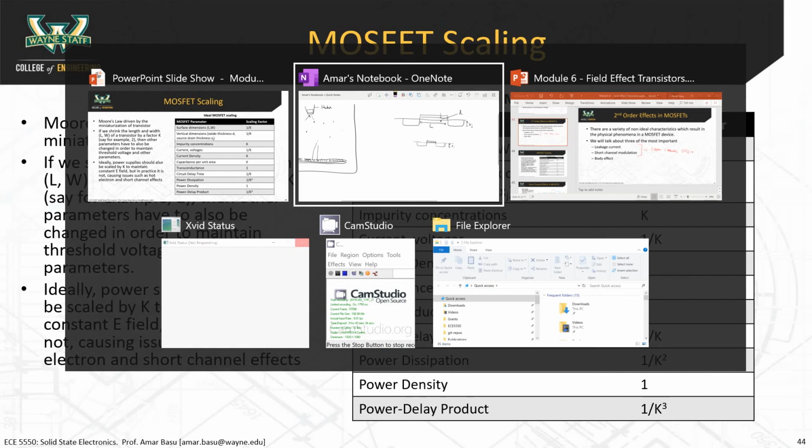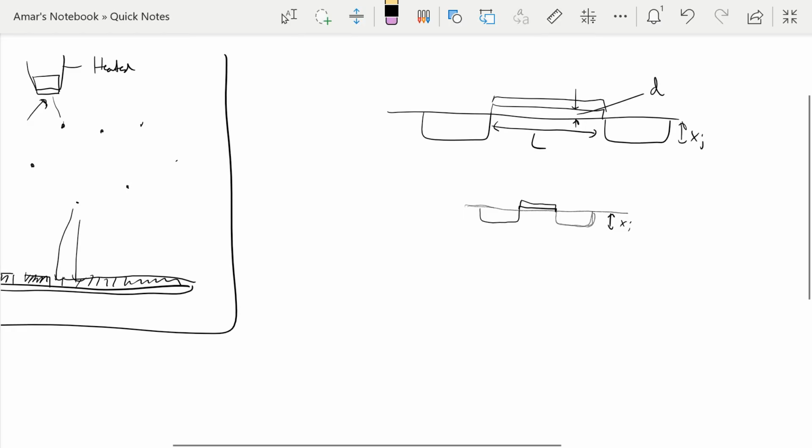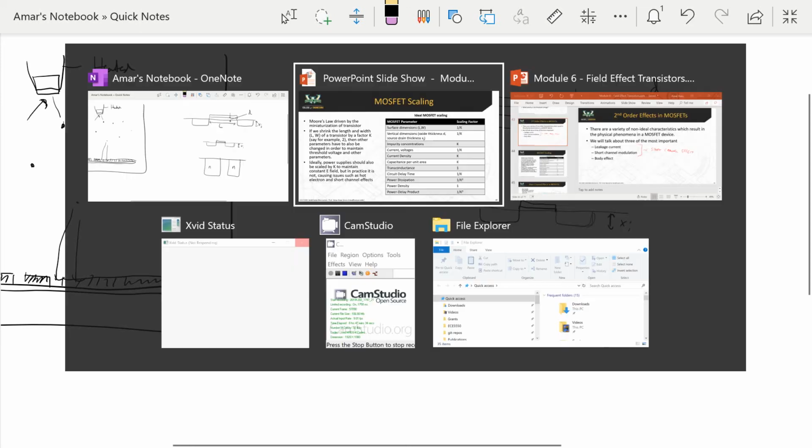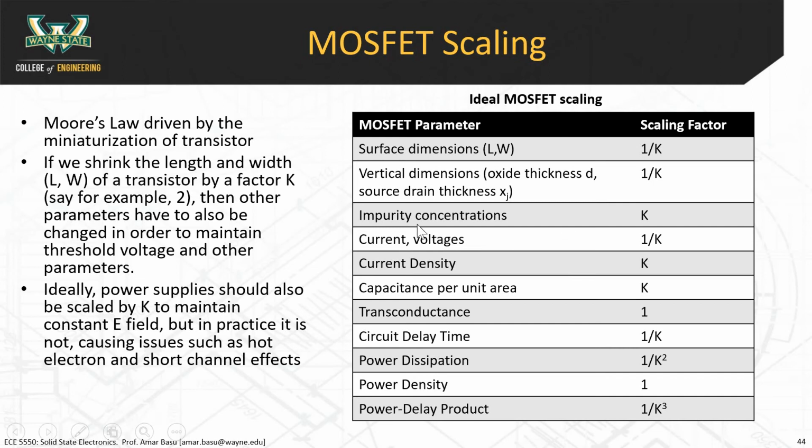Now, let's say you didn't do that, you may end up with a device that looks like this. So you have a short channel device, but you have these massive N source and drain regions, and that can cause an effect called drain-induced barrier lowering, which we'll talk about in a second. The impurity concentrations have to be scaled by K. So you're going to increase the impurity concentrations to increase your threshold voltages.